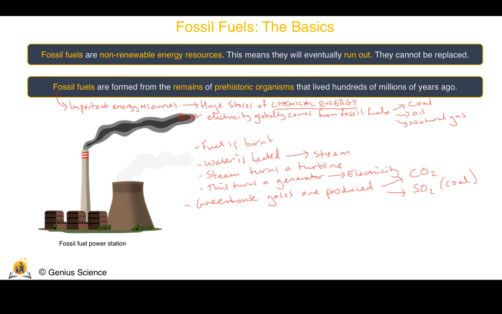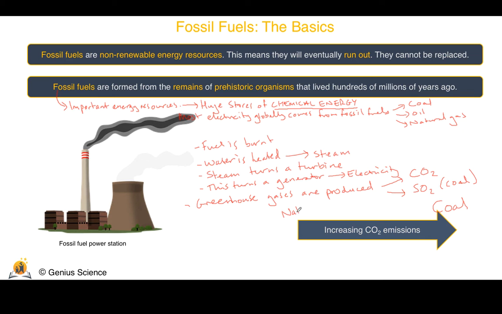So which fossil fuel has the highest carbon dioxide emissions? Well, coal releases the most carbon dioxide, whereas natural gas has the lowest carbon dioxide emissions. And therefore that leaves oil in the middle. And this is true as long as the amount of energy produced is the same. What this statement means is, imagine we had 1,000 joules of energy being produced by burning coal, oil and gas. The coal would have the highest carbon dioxide emission.